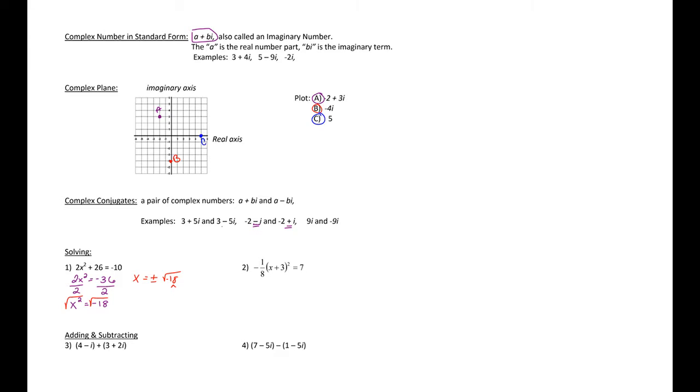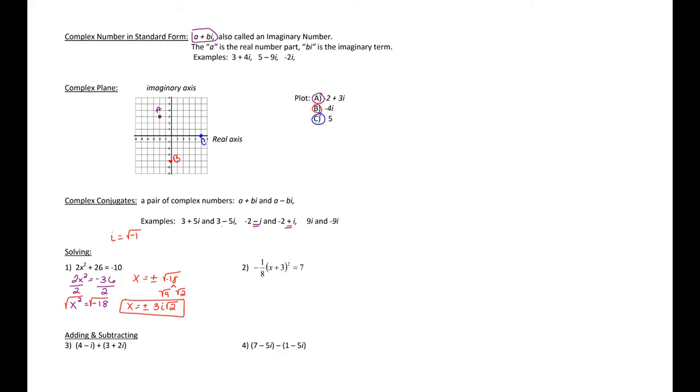The 18 we can break down to the square root of 9 times the square root of 2, where 9 is a perfect square. So this becomes 3 square root 2. And the negative that was underneath with the 18 gets pulled out as an i. So we want to remember that i is equal to the square root of -1. So anytime you have a negative underneath the square root, you're going to pull it out front as an i. So that gives us our answer to example 1.